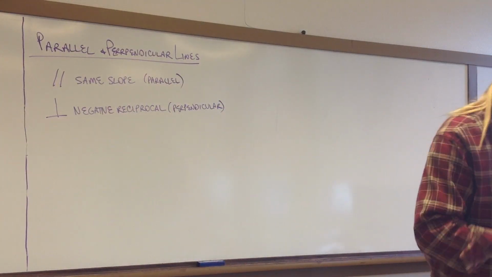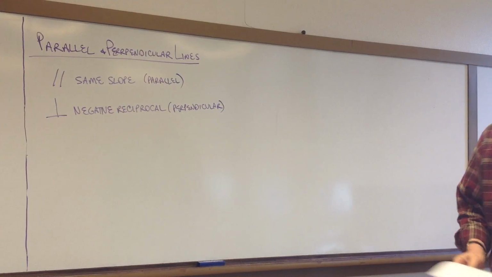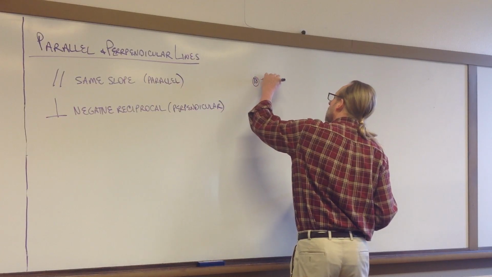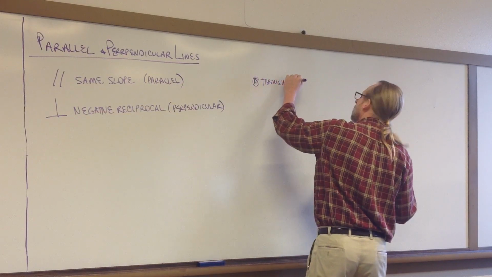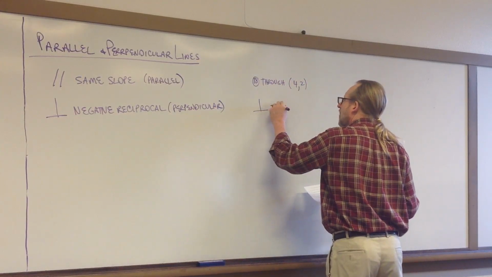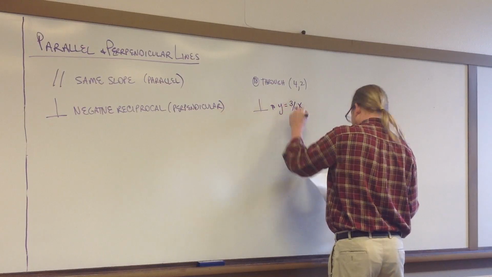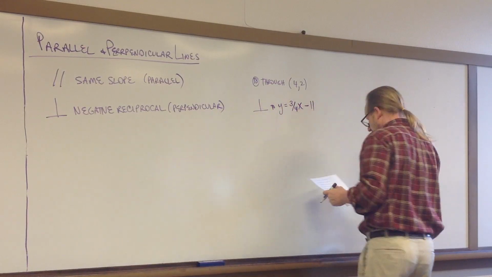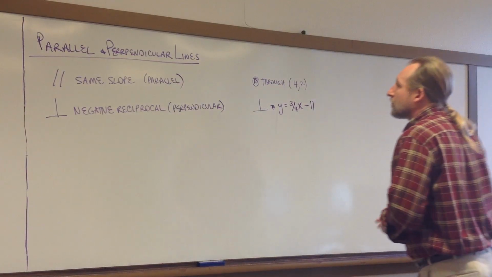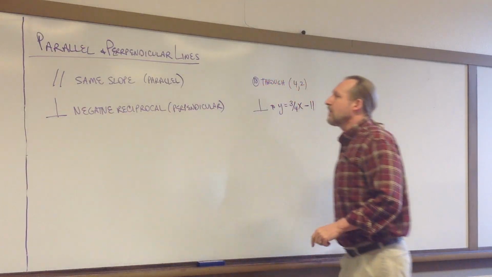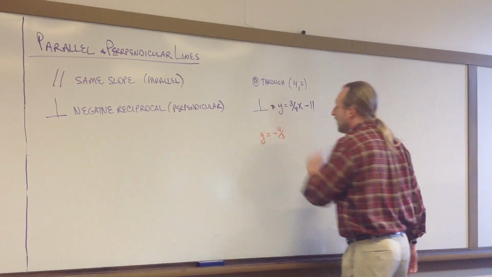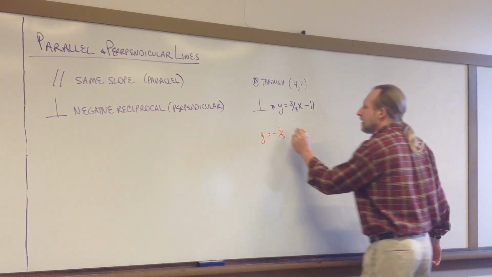Problem 18. Perpendicular. So passing through the point (4, 2), perpendicular to y = 3/4 x - 11. Okay, so perpendicular lines have slopes that are negative reciprocals. So the line that we're interested in will have a slope of -4/3.